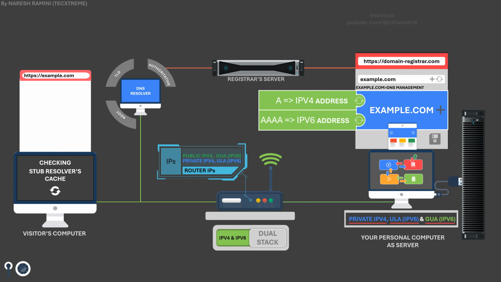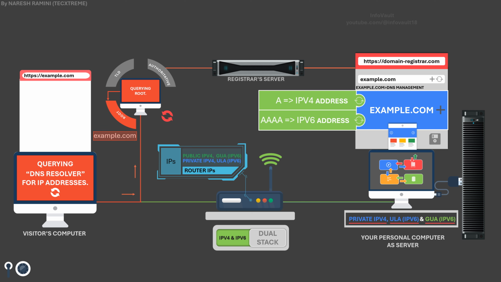If the stub resolver's cache doesn't have the entry, the stub resolver forwards the request to the DNS resolver, typically provided by the visitor's Internet Service Provider, ISP. The job of the DNS resolver is to obtain DNS records and provide the DNS information found in DNS records like IP address. The DNS resolver first checks its cache to see if it has recently resolved example.com. If no entry is found, the DNS resolver performs a recursive query, starting by querying the root name server.